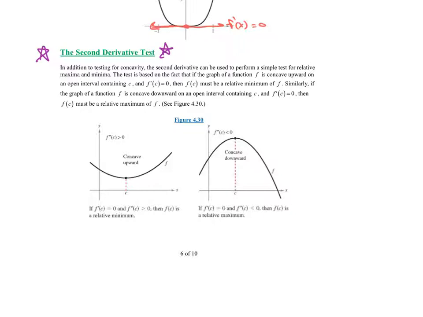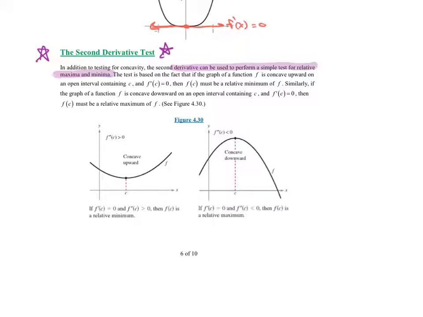It says, in addition to testing for concavity, the second derivative can be used to perform a simple test for relative maxima or minima. So look, again, the second derivative test, very important, can be used to perform a simple test for maxes and mins. So what we just saw was the second derivative is used for concavity and inflection points. But what this is saying now is the second derivative can also be used for determining relative maxes and mins, which is what we knew the first derivative did. So it's kind of cool. We could also use the second derivative to do this as well.